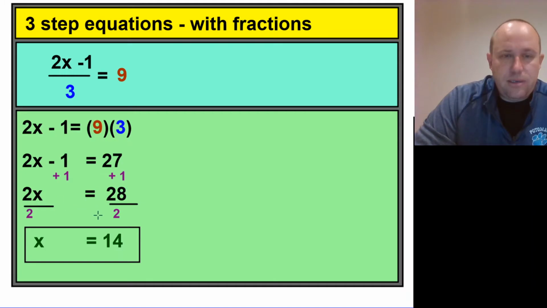Add 1 to both sides, divide by 2. Fairly simple question, but that first step is going to be the important one. Certainly we don't want to be adding 1 to both sides, because technically this is not a negative 1. Actually, it's a negative 1/3 if we look at all of this. So it's better to get rid of that fraction first when we do those types of questions.